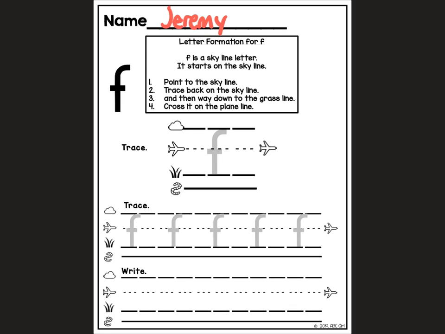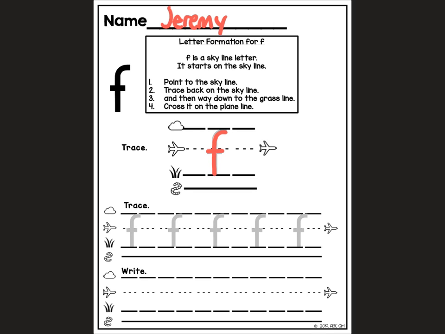Okay, letter F, lowercase letter f, is a skyline letter. It starts up here in the skyline. And then we point to the skyline, we trace back down all the way to the grass line. And then we go across the plane line, just like that.